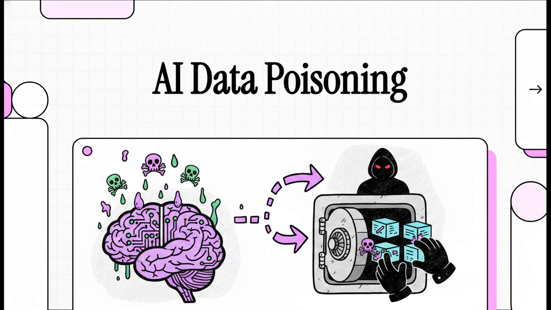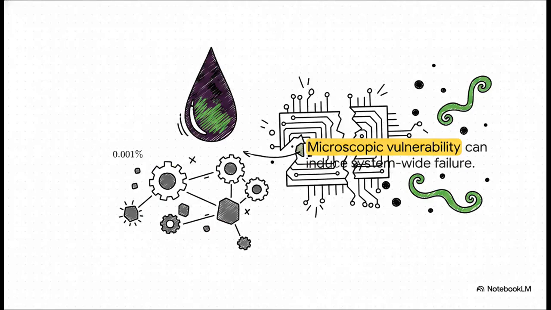Okay, let's jump right into this. 0.001%. Think about that for a second. Empirical studies are showing us that attackers can trigger a system-wide AI failure by corrupting as little as 0.001% of its training data. You literally don't need to overwrite the whole system. A single, strategically placed drop of poison is all it takes to completely break an AI's brain.